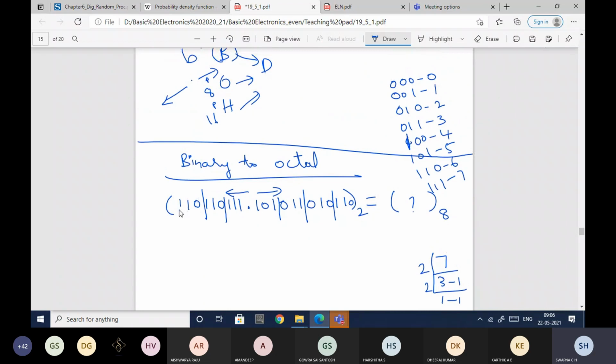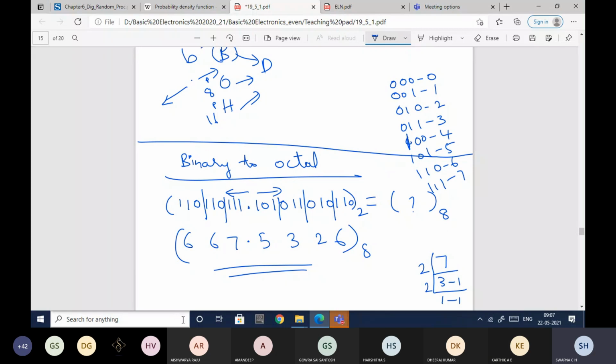So you have 1 1 0, which is nothing but 6. Again 1 1 0, 6. 1 1 1, 7. Point. 1 0 1 is 5. 0 1 1 is 3. 0 1 0 is 2. 1 1 0 is 6. So base 8, this is the answer. This is how you convert any given binary number to octal.